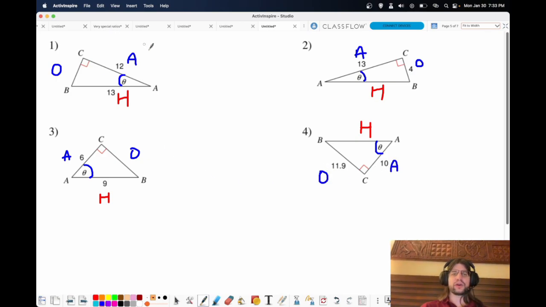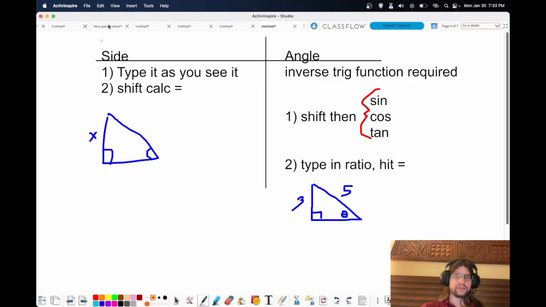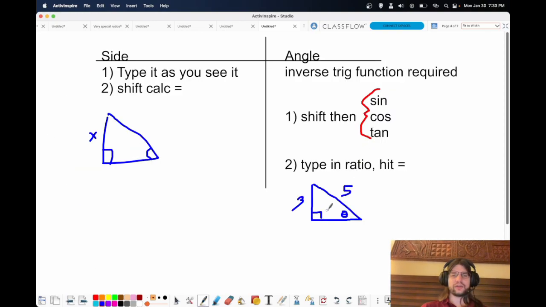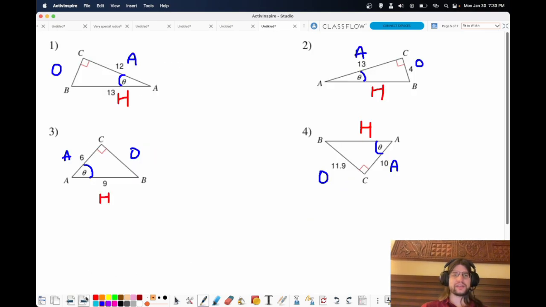Now I'm only going to type one of these in the calculator for you, but I will set them all up. What are we looking for? Are we looking for a side? No, I've got numbers on two sides. I'm not looking for this side. It doesn't have an X there. I'm looking for an angle. Remember, this is the theta symbol. It's a Greek letter. It's our typical symbol for an unknown variable.